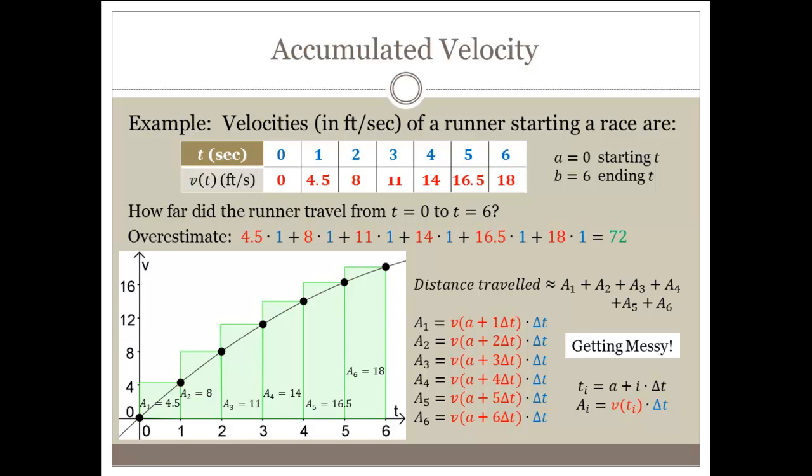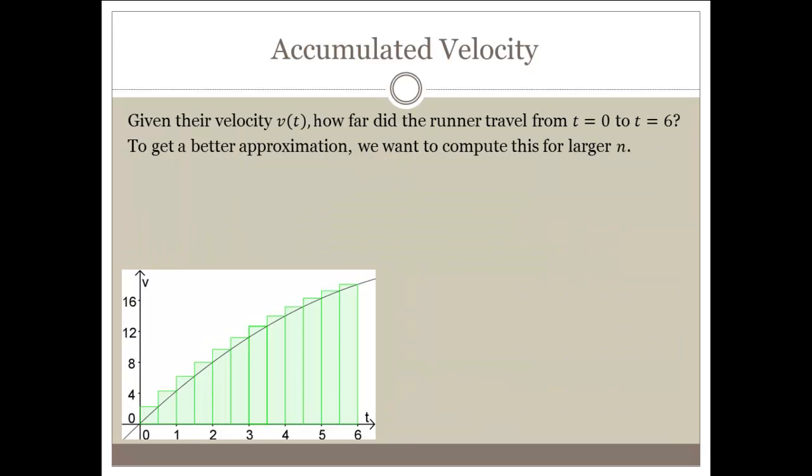But again, writing it in this abstract way will allow us to understand what happens as delta t gets smaller and smaller. Because we know to get a better approximation, we want to compute this for larger n, which means that we have smaller delta t's.